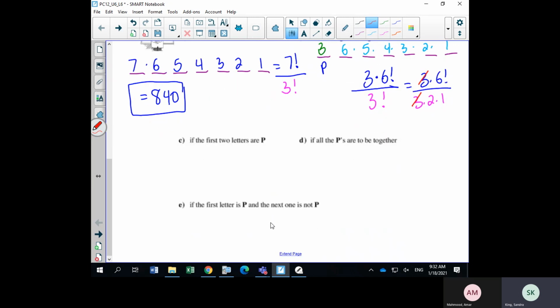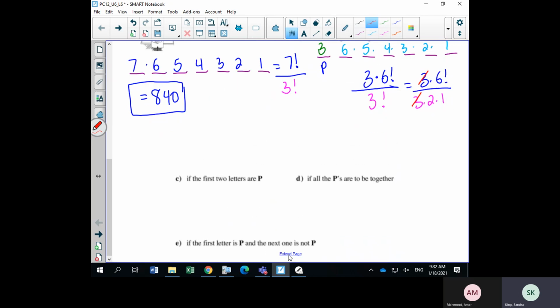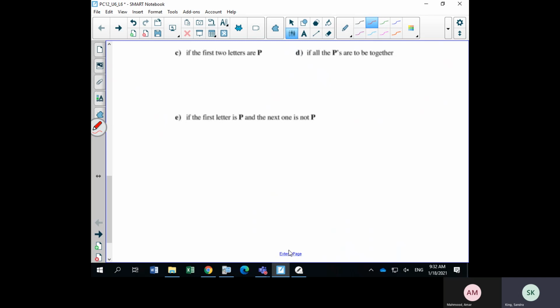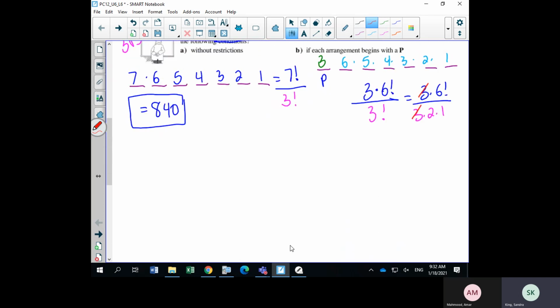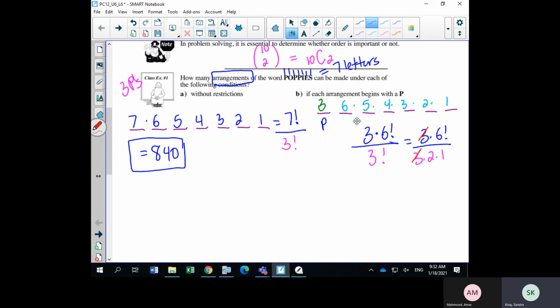You choose which one you prefer. For all of these letter questions, I like setting up the number of arrangements of letters. And then I like saying there were 3 P's to choose from, and then I take care of the repeating P's down here.